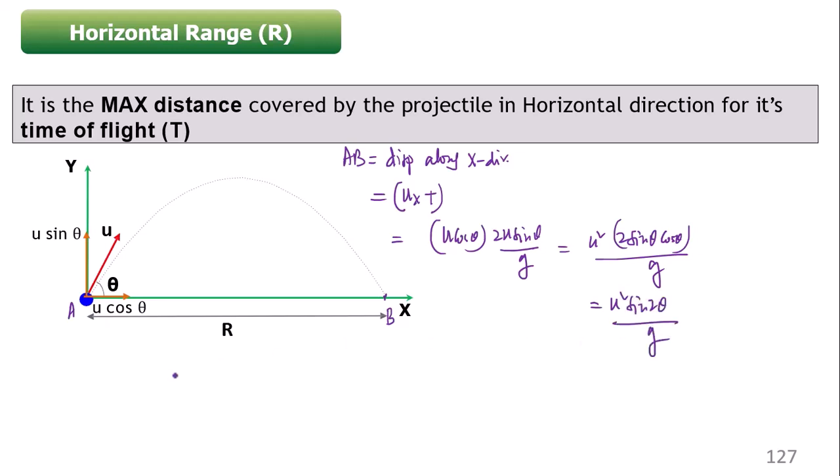So either you can remember this formula, because this formula is always helpful, or you can apply R simply as ux into T. That is used more than remembering the u square sine 2 theta by g formula. So this is the range of the projectile. That means this is the maximum horizontal distance traveled by the particle in the given time capital T. So capital T is the time of flight.